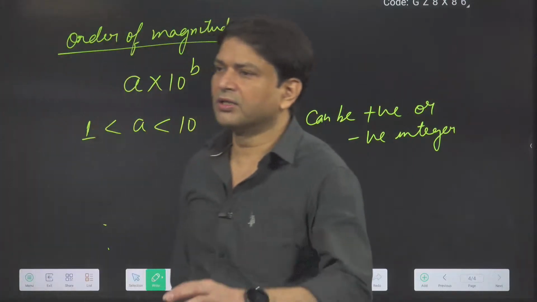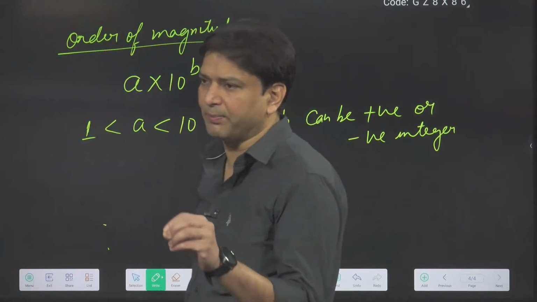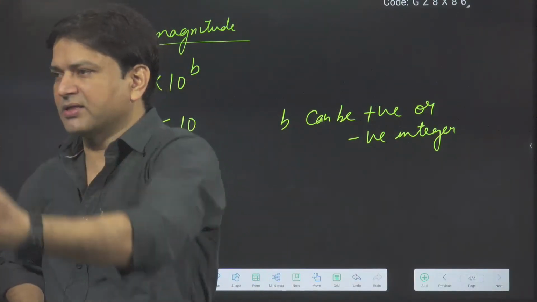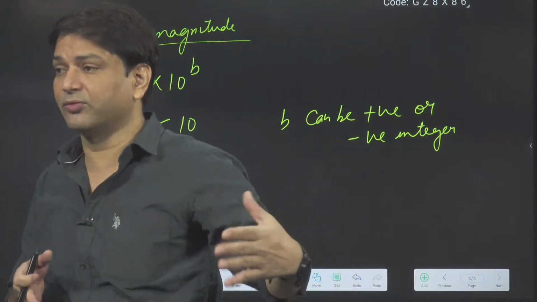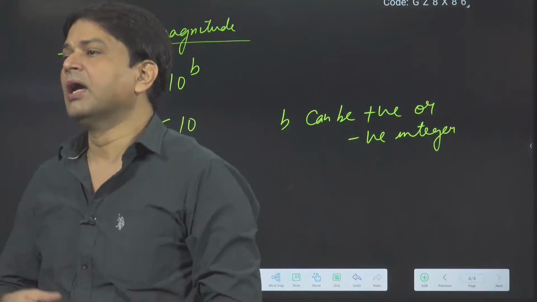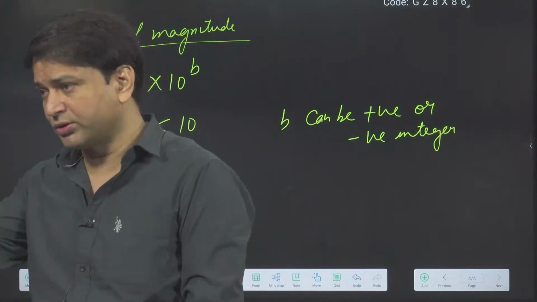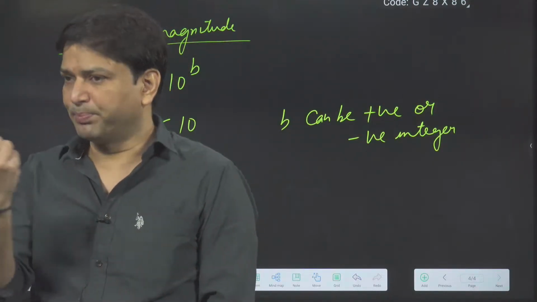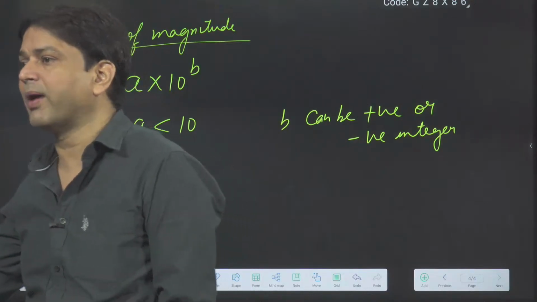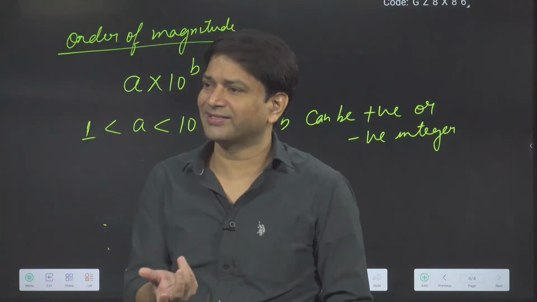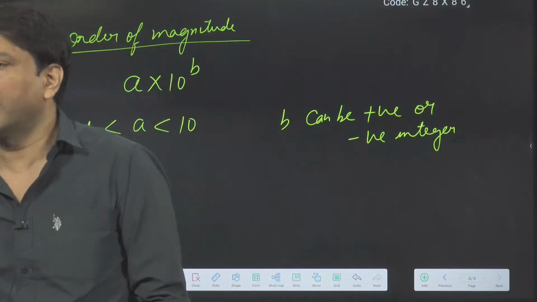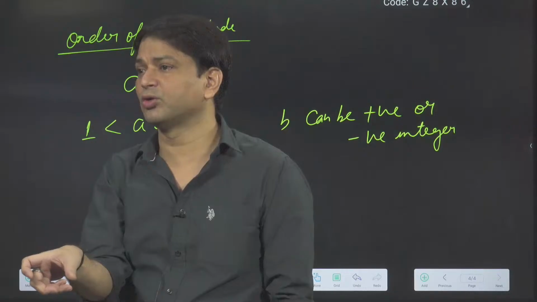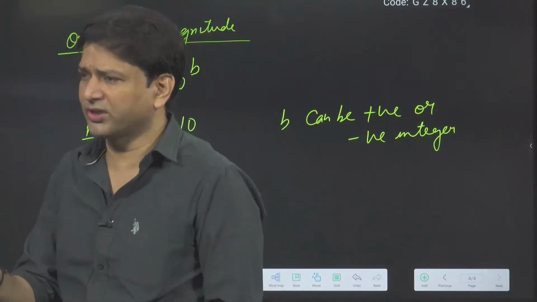So many examples are there. Electronic charge, 1.6 into 10 to the power minus 19: the power is minus 19 and A is 1.6, less than 10 and more than 1. Electron mass, 9.1 into 10 to the power minus 31. Planck constant, 6.6 into 10 to the power minus 34. Avogadro number, 6.023 into 10 to the power 23: the power is 23 and A is 6, less than 10. That is the correct notation of the quantity.